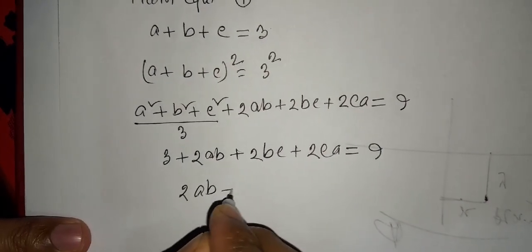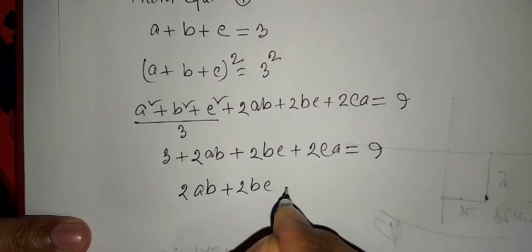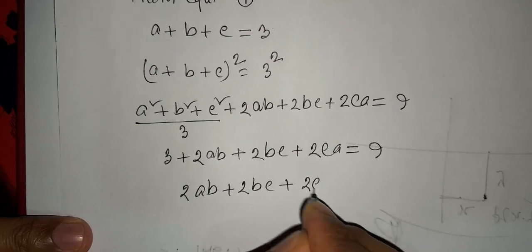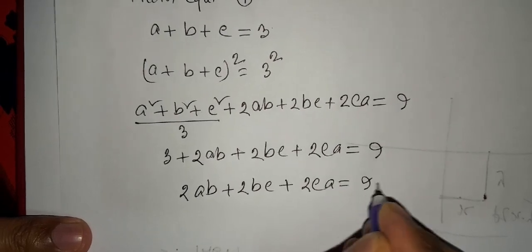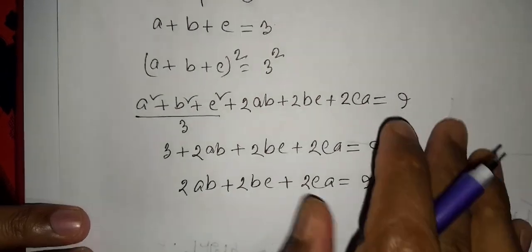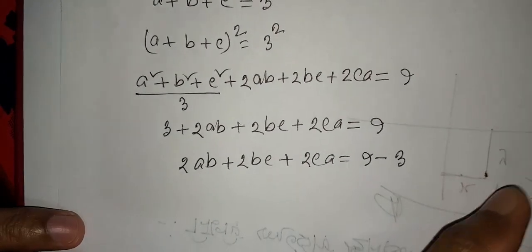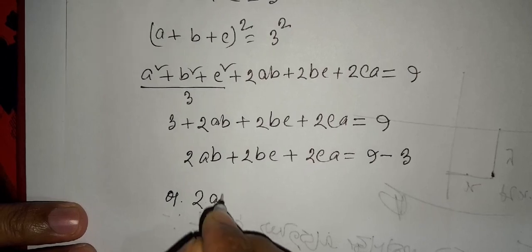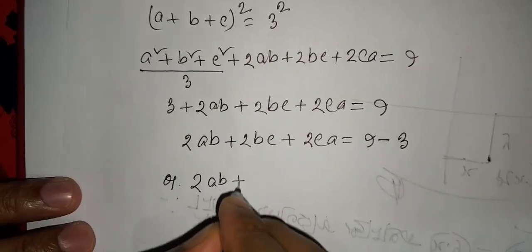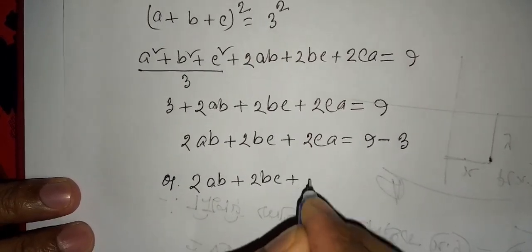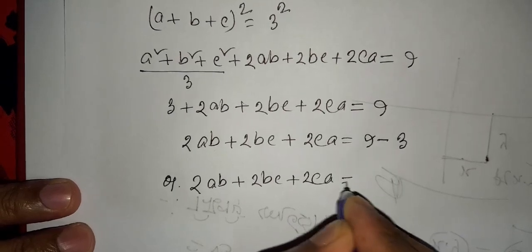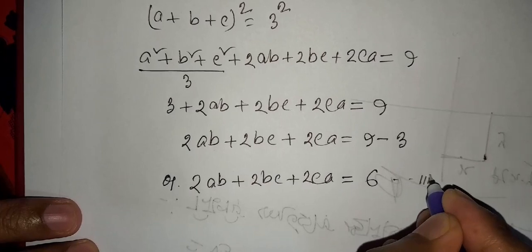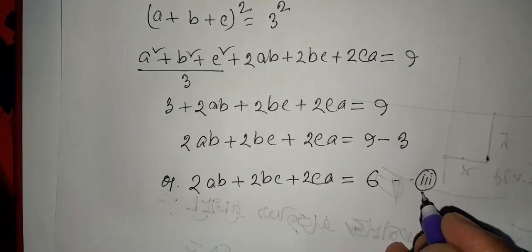Then we get 2ab plus 2bc plus 2ca is equal to 9 minus 3. So we get 2ab plus 2bc plus 2ca is equal to 6. This is equation number 3.